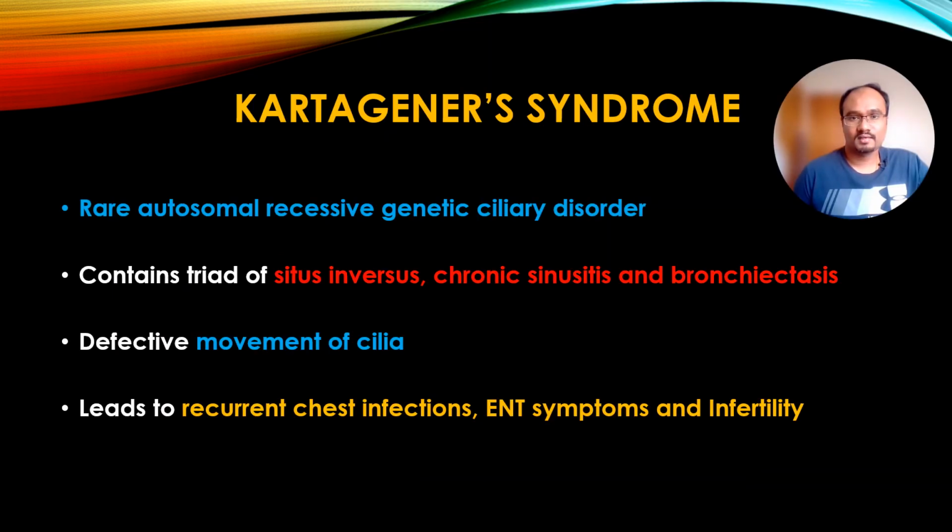So let us see what is Kartagener syndrome. It is a rare autosomal recessive genetic ciliary disorder, and it contains a triad of situs inversus, bronchiectasis, and chronic sinusitis. Situs inversus means it's a rare genetic condition in which the chest and abdominal organs are placed exactly mirror image to the normal human anatomy.